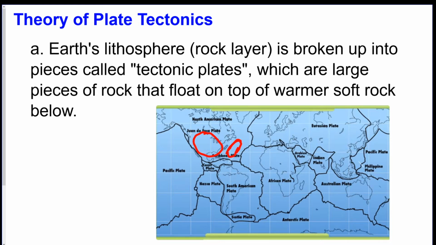And essentially, these are floating on soft rock underneath. The rock underneath is melted and warmer. You could think of a raft floating down a river. The land would be like the raft, and the river would be the lava underneath the pieces of land.